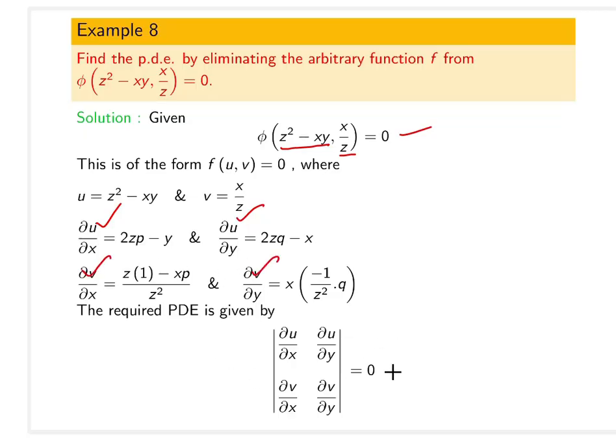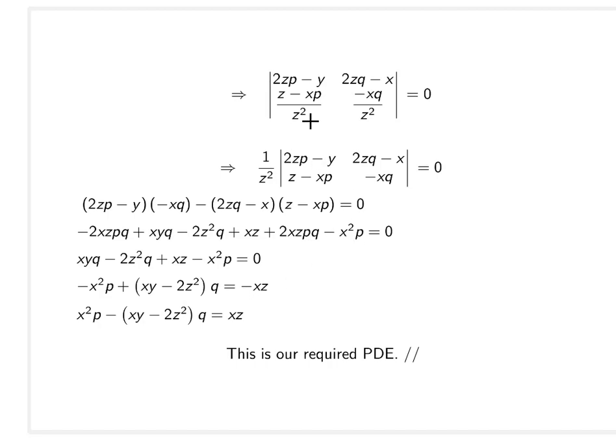The required partial differential equation is the determinant of dou u by dou x, dou u by dou y, dou v by dou x, and dou v by dou y. So replace the first derivatives with respect to x and y of the functions u and v, and we can get this. Here, by the properties of the determinant, 1 by z square is common in row number 2, so I bring it outside. It makes the simplification easier, so that's why I bring 1 by z square outside.